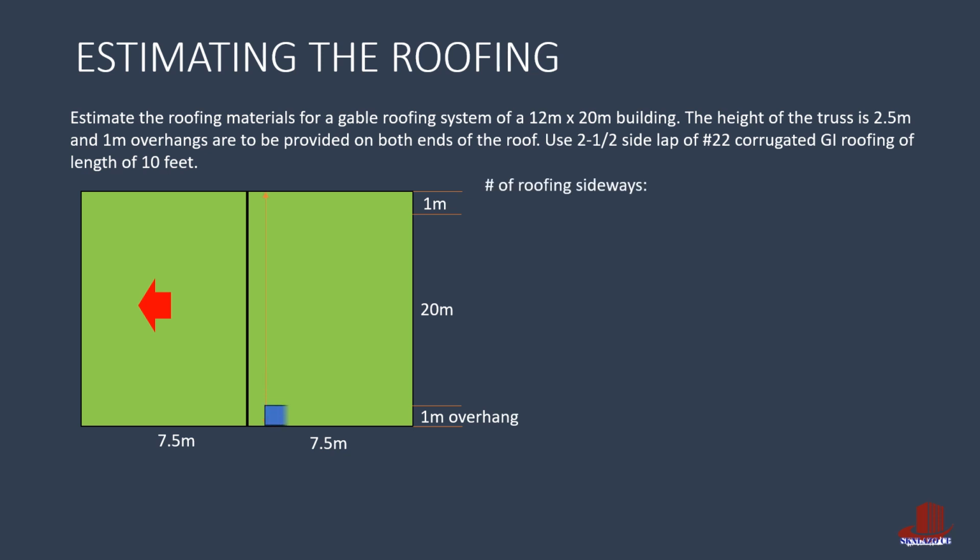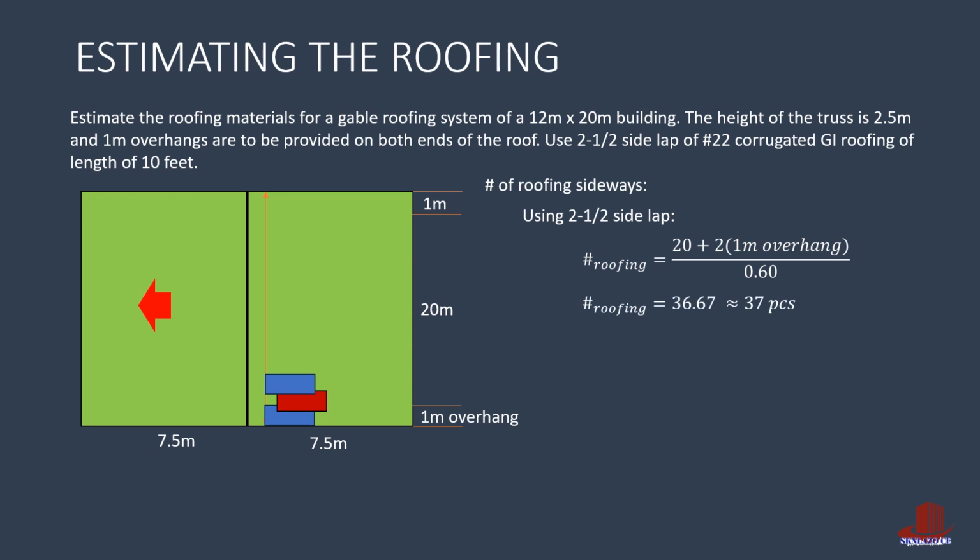Estimate the number of roofing sheets placed sideways along the length of the roof. This is with 2.5 side lap. We take the length of 20 plus twice the overhang and divide them by 0.6, the factor for 2.5 overlap of corrugations. This gives 36.67 or 37 pieces.